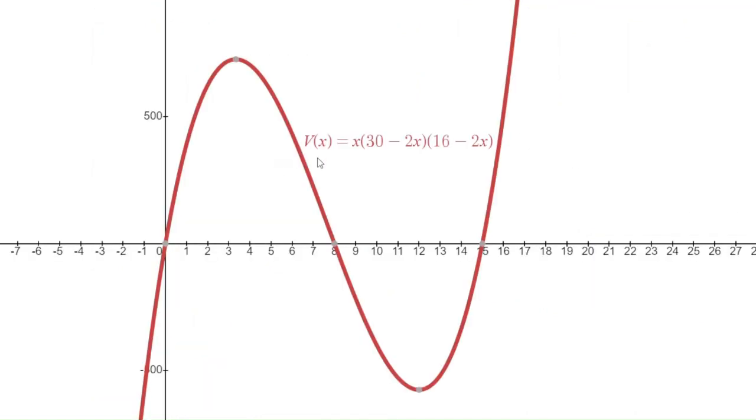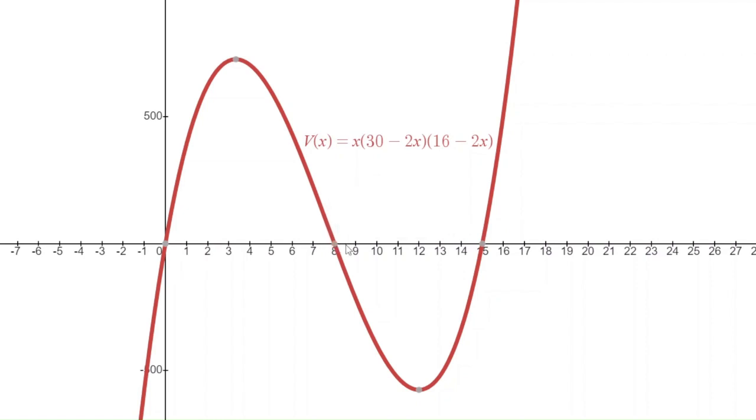And here's actually a graph of that volume function. Now, this is not foiled out here, but this is the volume function. And notice right here, 3 and 1/3, 3.3 repeating, gives us the largest possible volume, right? If we cut out squares of width 3, let's say, then we only get a volume of 720. If we cut out squares of width 4, then we get a volume of 704. Notice if we cut out squares of width 8, then you get a volume of 0.